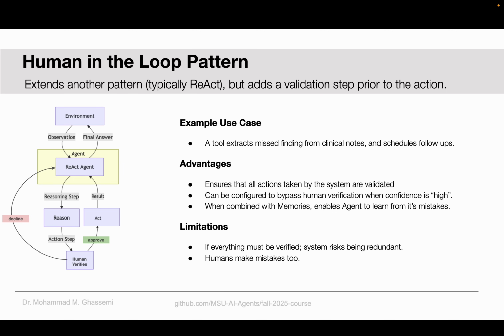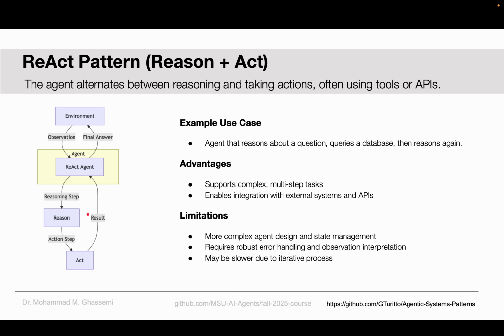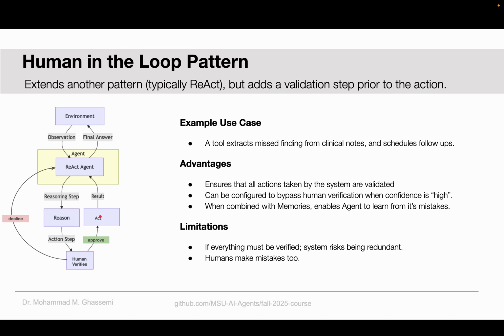The human in the loop pattern is actually a very simple extension, typically of the ReAct pattern, where you have an agent that's performing the reasoning and taking an action, but prior to taking that action, which is now moved over here, compared to the previous slide where it was here, after the reasoning step is complete, you ask a human to verify, either decline and go back to square one, or approve so that the action can be taken.